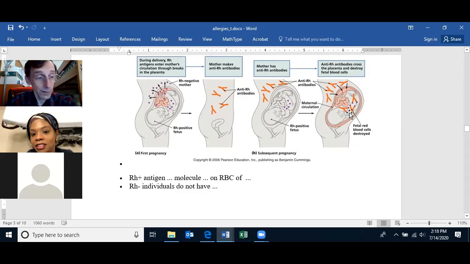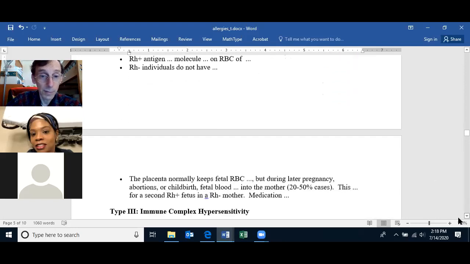And this used to be the number one problem in pregnancy, not just in America, but worldwide. And that is that in the second pregnancy, where the fetus is Rh positive and the first fetus was Rh positive, the mother is making antibodies to destroy the fetal blood. And that can be lethal to the fetus. Okay, any question about that?